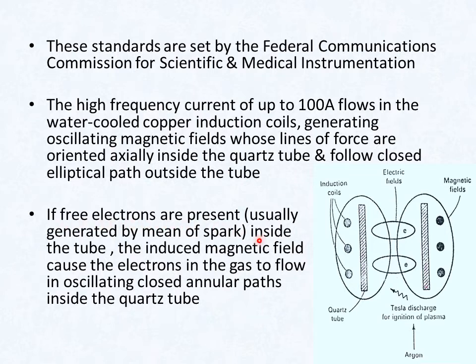If free electrons are present inside the tube, and usually these are generated by the use of some spark source, the induced magnetic field causes the electrons in the gas to flow in oscillating closed annular paths like this inside the quartz tube. And we can see here the argon gas flows, and through here we can generate a discharge to generate the free electrons inside.